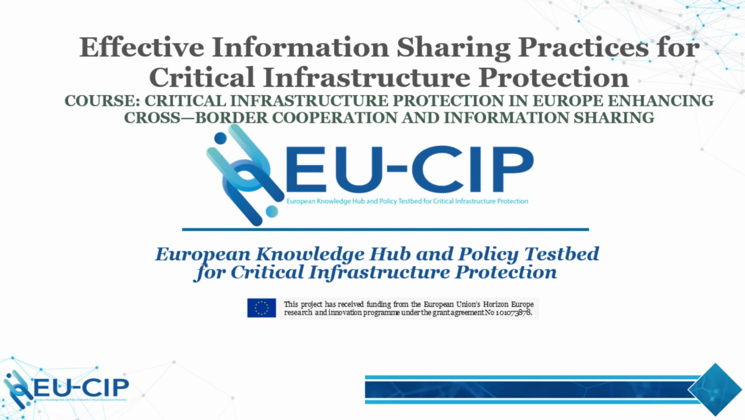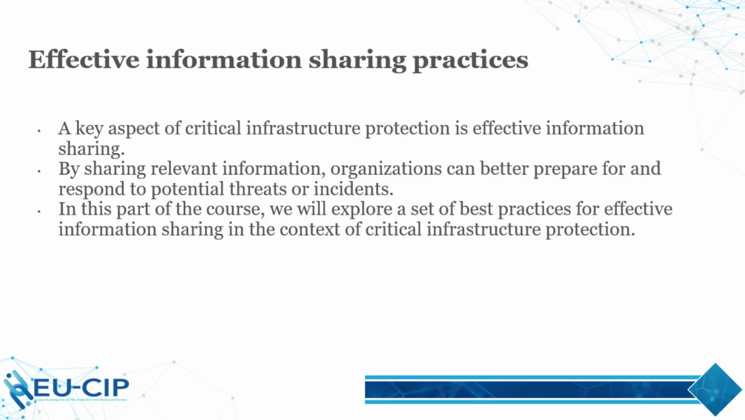Effective information sharing practices for critical infrastructure protection. This part of the course explores the set of best practices for effective information sharing in the context of critical infrastructure protection. It covers developing a comprehensive information sharing policy, identification and classification of information, building trust and collaborative relationships, implementing secure communication channels, establishing information sharing agreements, regular training and awareness programs, and continuous monitoring and evaluation.